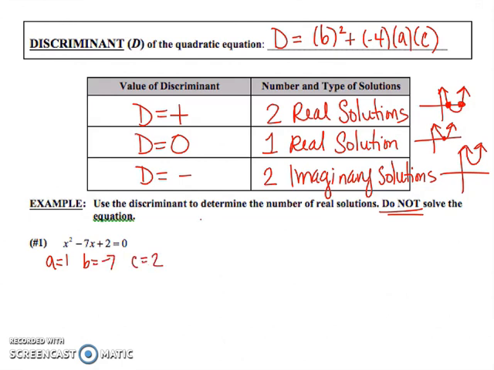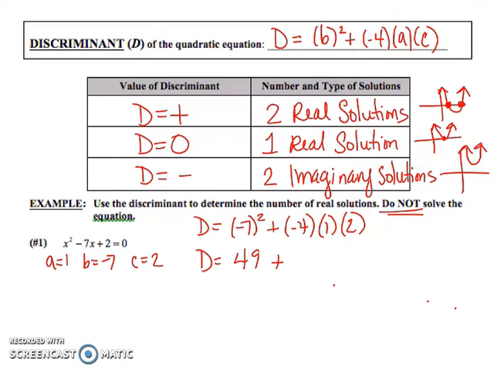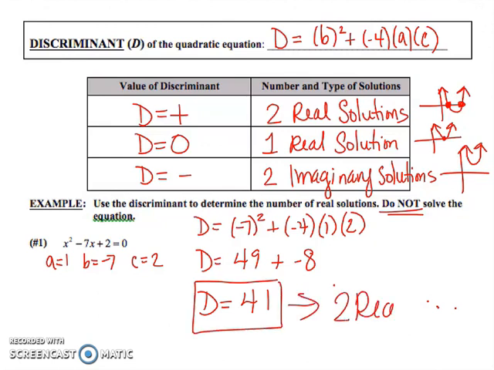Our discriminant, again, is going to be b squared, so negative 7 squared, plus negative 4 times a, which is 1, times c, which is 2. Now we just do the math. Negative 7 quantity squared is a positive 49. Negative 4 times 1 times 2 is negative 8. We add 49 plus negative 8, and we get a discriminant of 41. So what that tells us is that we have two real solutions for this equation. If we were to graph it, our parabola would cross the x-axis in two locations.